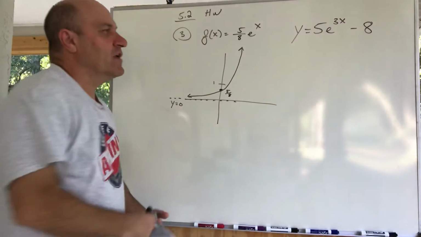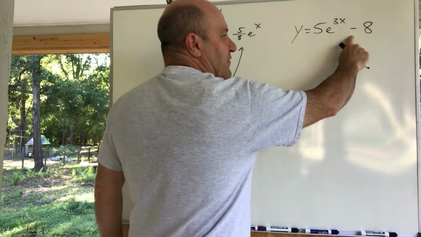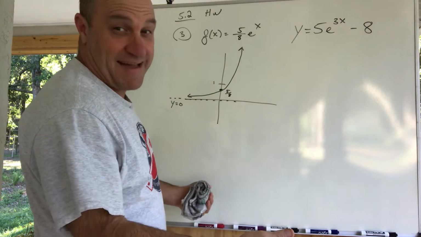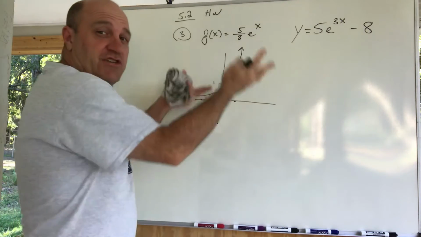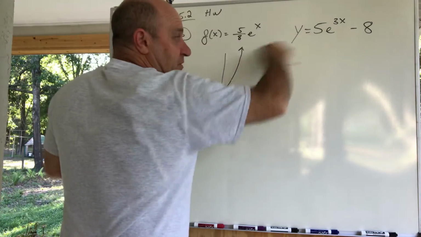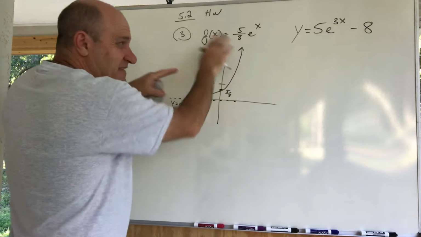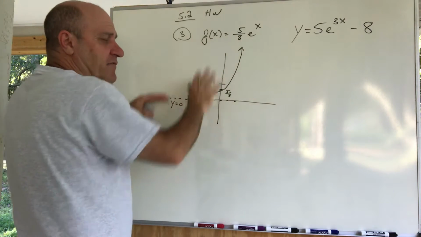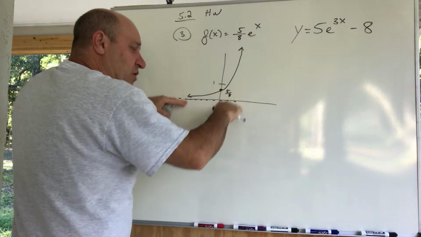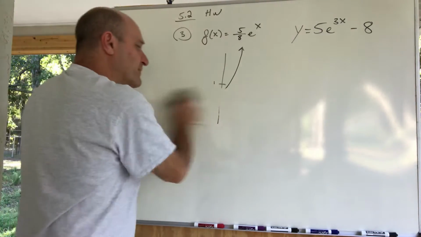One of the main things you learned in previous chapters: when you put a minus 8 on the end of a function, what does that do? It shifts the whole thing down. So this is another example of growth, but it's not exactly this picture. It's a little different, because it's shifted down. What that really means is that the asymptote is shifted down.